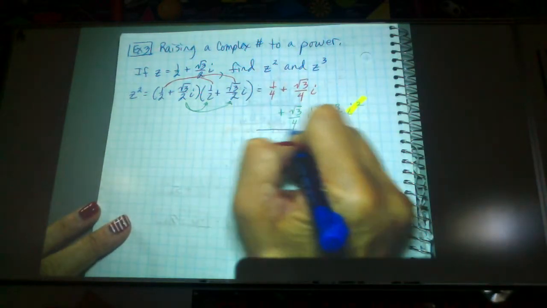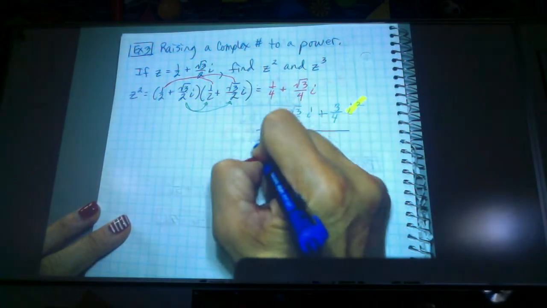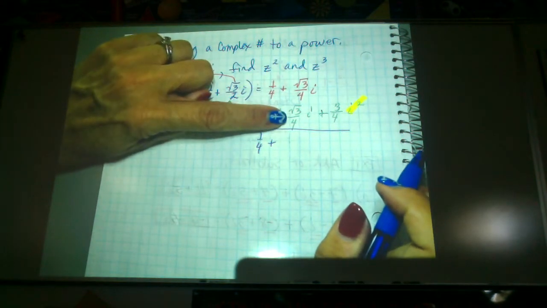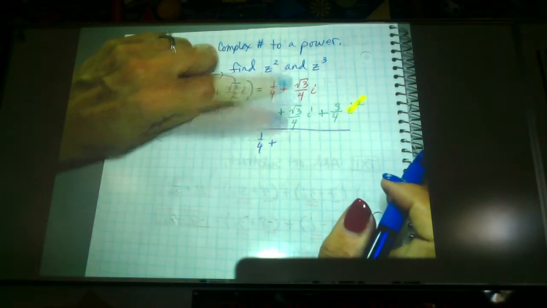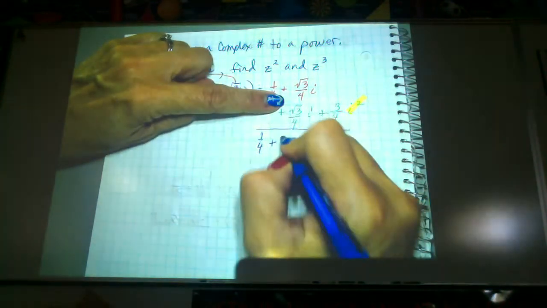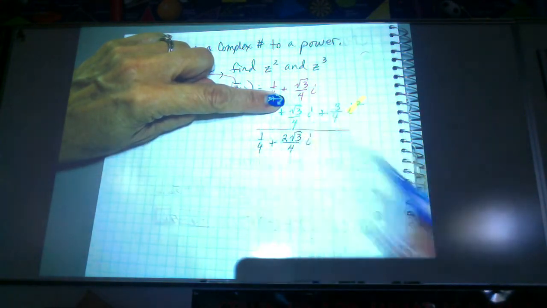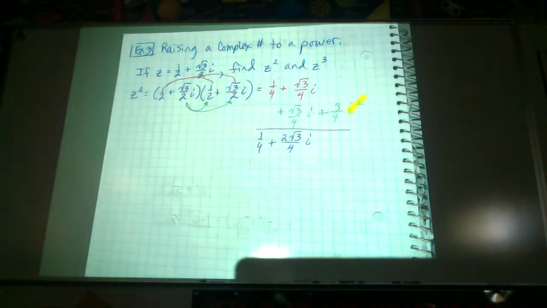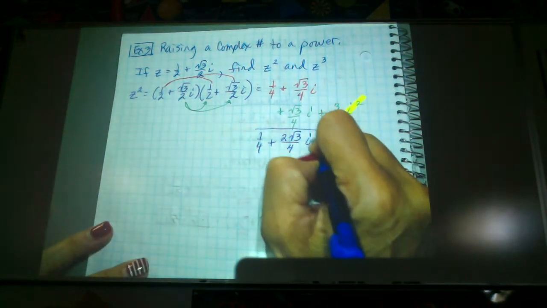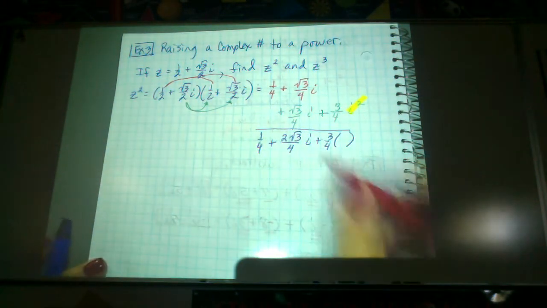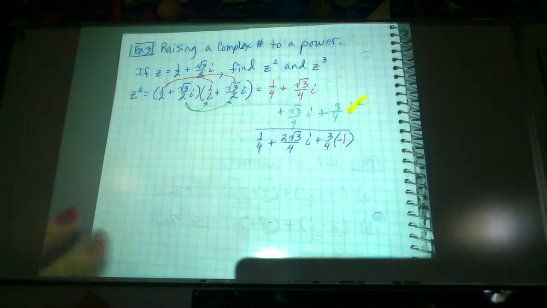So let's collect like terms. I get 1/4 plus, if I have one of these and I'm adding another one of those, so I have 2 of these. So it's 2 radical 3 over 4i, because we're adding like terms, the variable string doesn't change, we just add the coefficients. And then plus 3/4 times, instead of i squared, that becomes a negative 1.